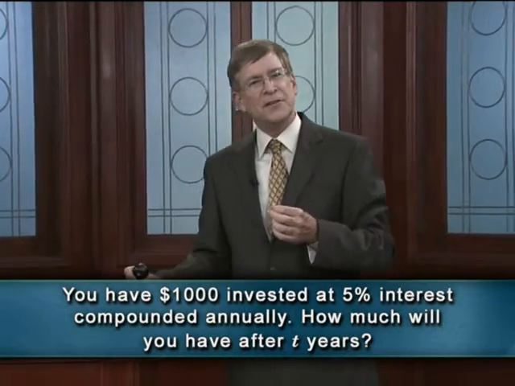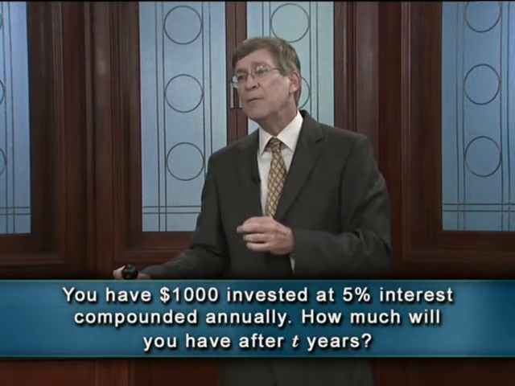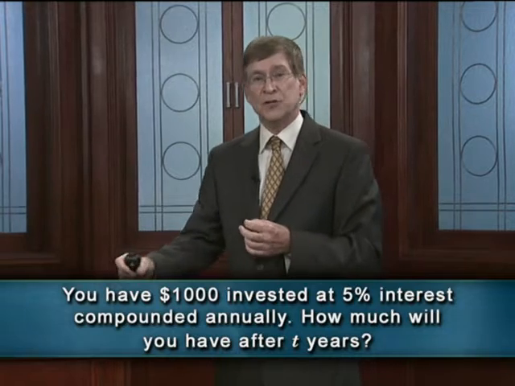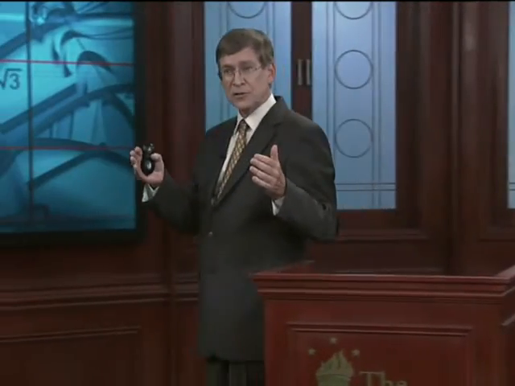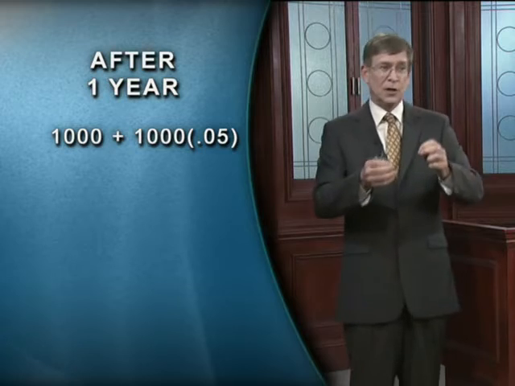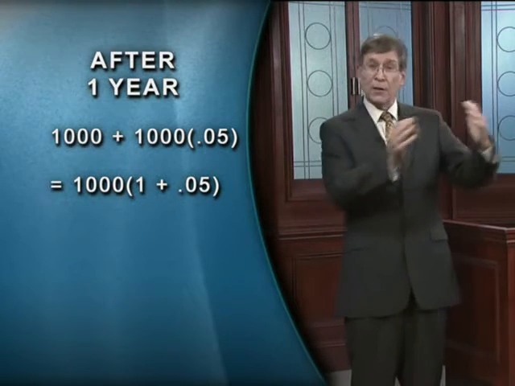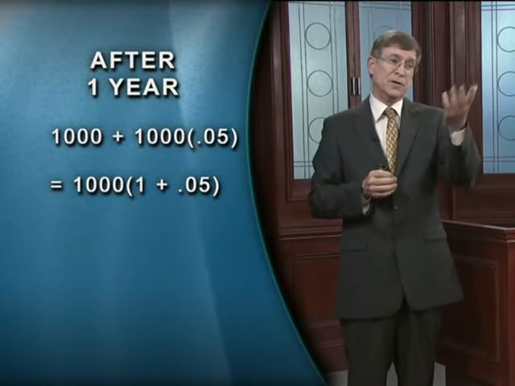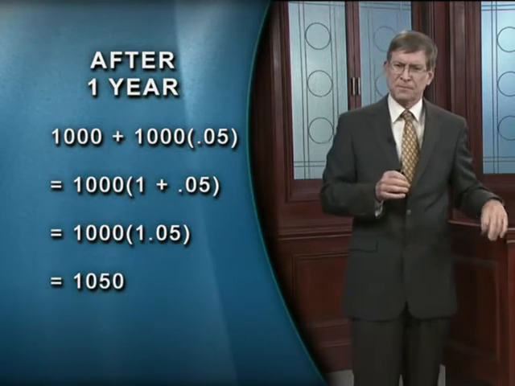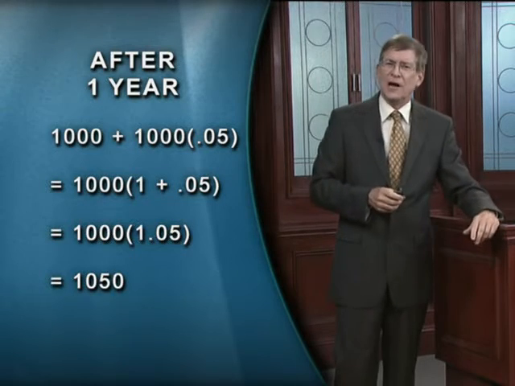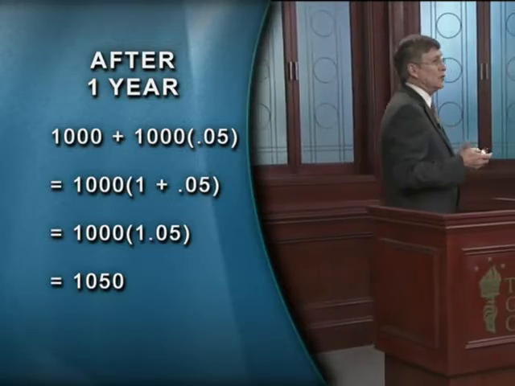Suppose you have $1,000 and you're investing it at 5% interest, compounded annually. How much will you have, say, after t years? Let's see. After 1 year, how much will you have? You start off with $1,000 and you earn interest on that $1,000 at 5%, which means you multiply by 0.05. So after 1 year, we have the original $1,000 plus the interest we earned, which is 1,000 times 0.05, or 1,000 times 1 plus 0.05. Here I've factored out the 1,000 and left 1 plus 0.05, which can be written as 1.05, or 1,050. So in a nutshell, after 1 year, I've earned $50 interest at 5% on my $1,000 deposit.